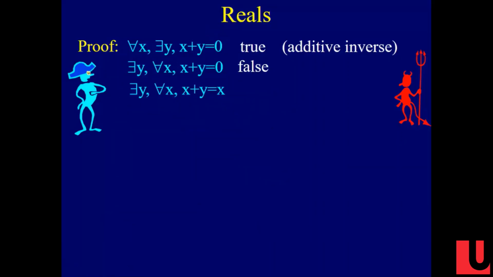So now we come up with the third example. You'll note the pattern here. That's what we're going to do in all of our examples. We'll get a for all exists that's true. We'll get an exists for all that's false. We'll get an exists for all that's true. That's what we're going to be doing in this game. So how is this true?